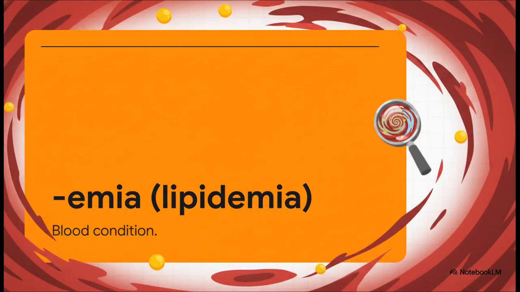Flowing right into our next suffix, look at emia. When you see emia tagged onto the end of a word, I want you to immediately think of blood. It's a noun denoting a blood condition. For instance, check out the term lipidemia. Lipid refers to fat, and emia refers to blood. You put them together, and you have a condition of fat in the blood.